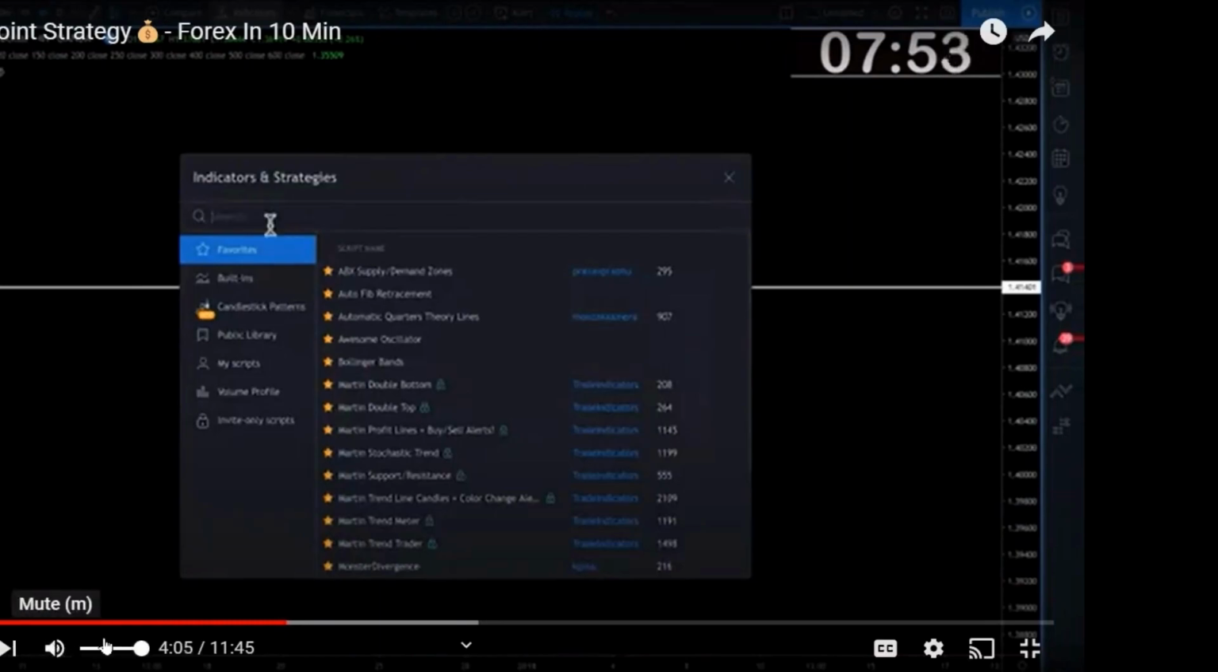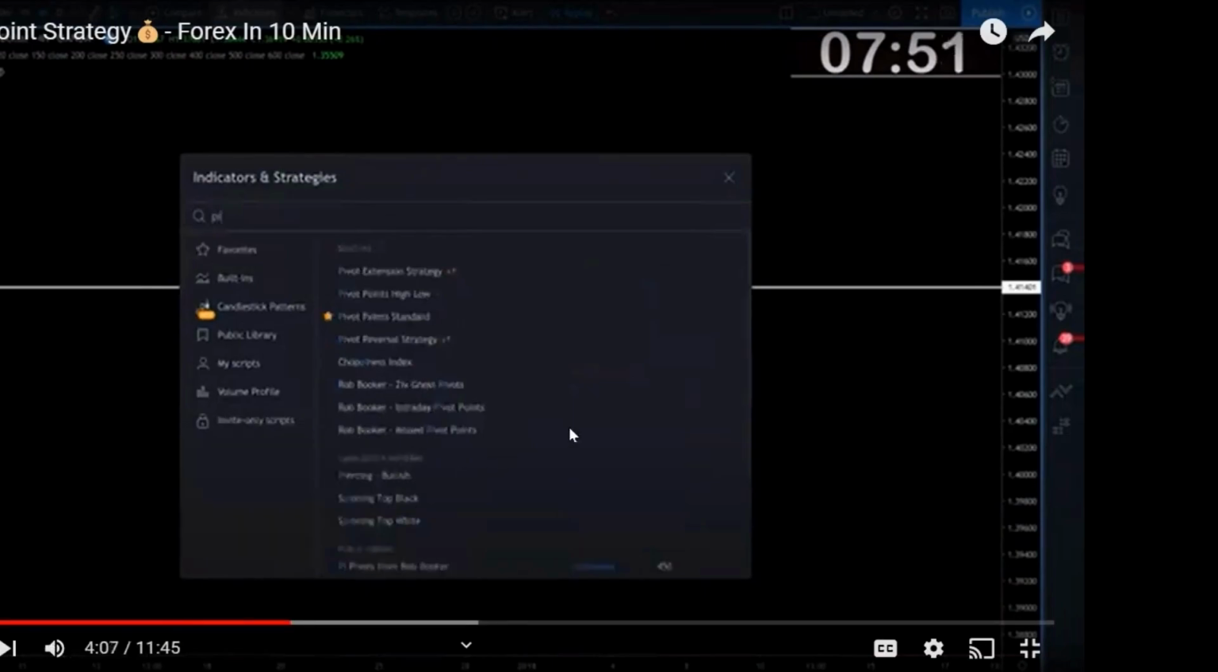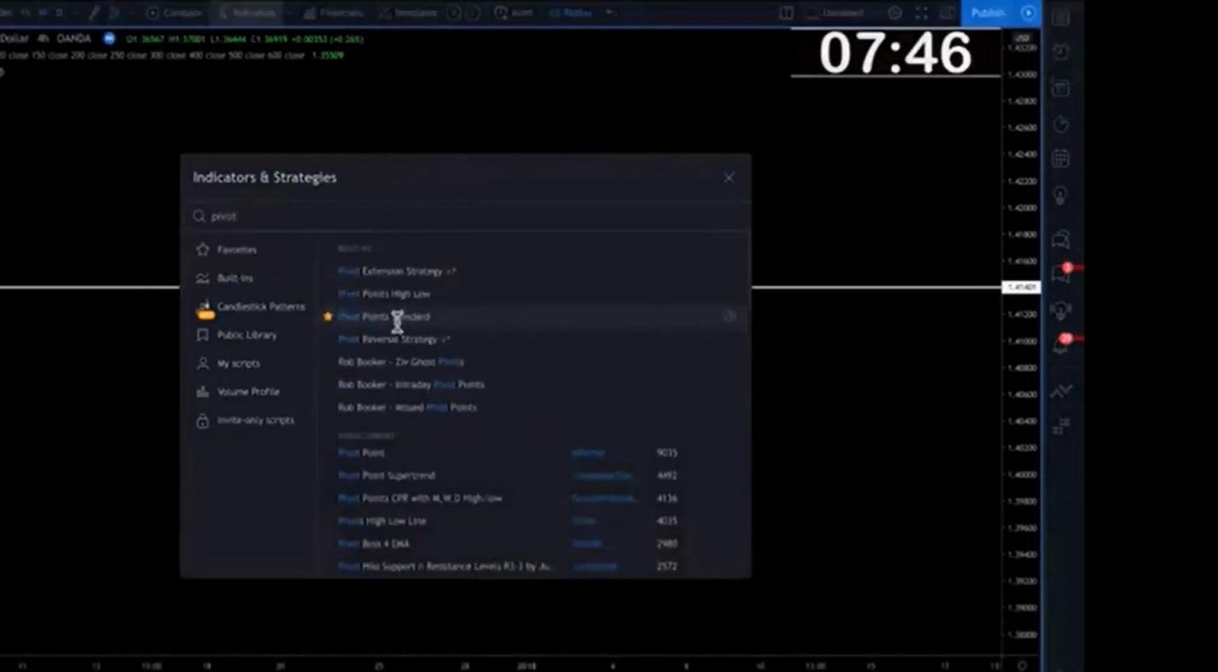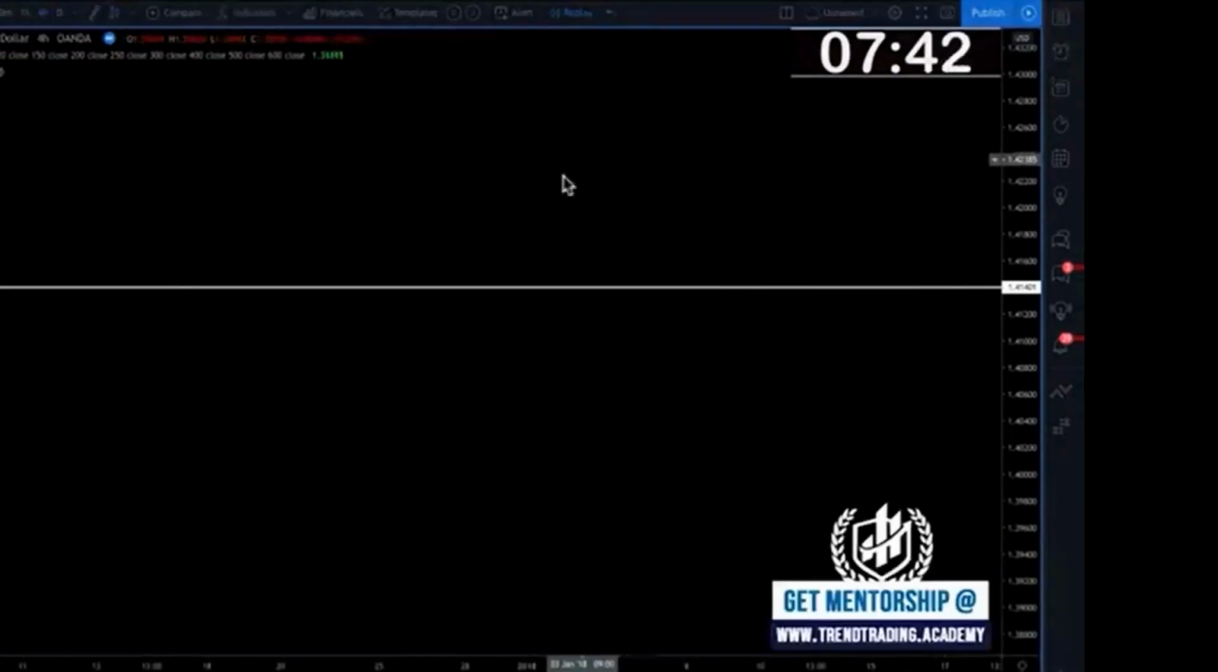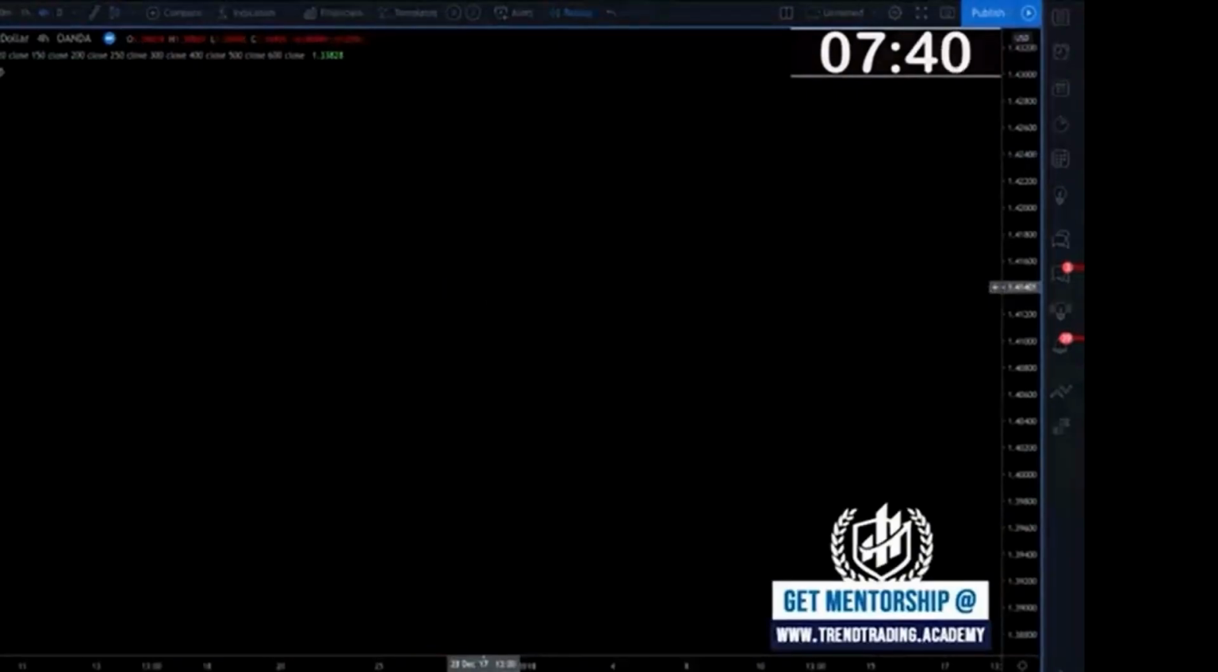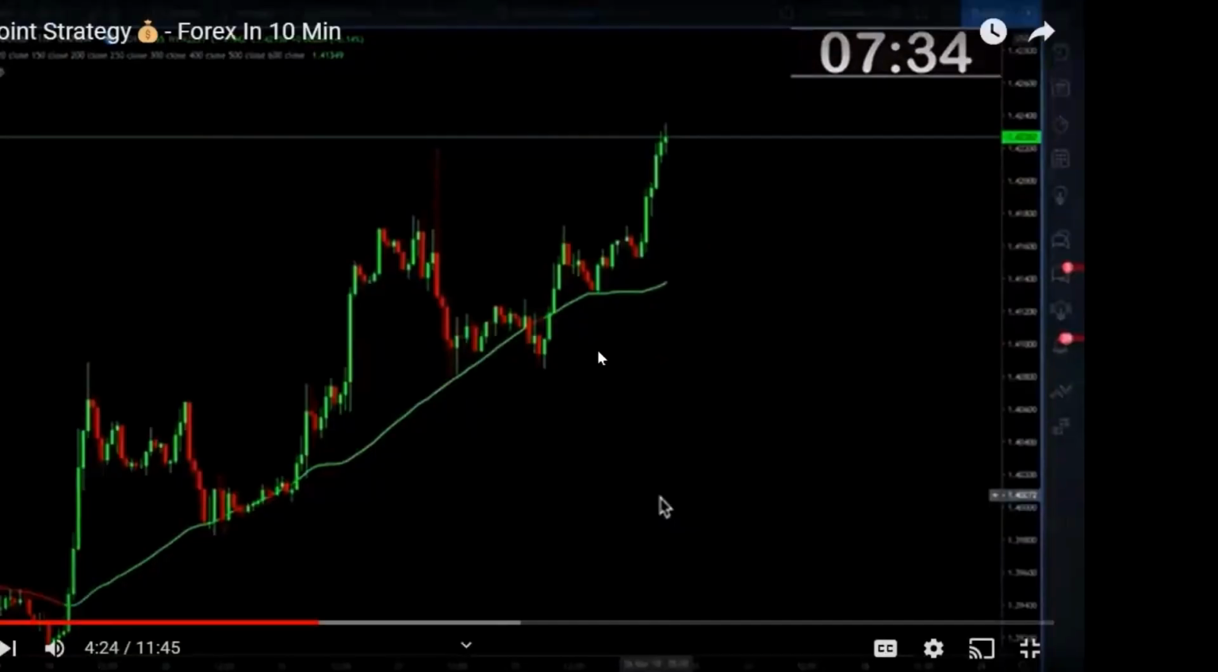Go to TradingView and type in pivot, pivot points standard. There it is, and add that to your chart. Boom. That's all you're going to need to be profitable with the strategy, and of course, backtesting it once you know the rules. Let's get it. All right, team.